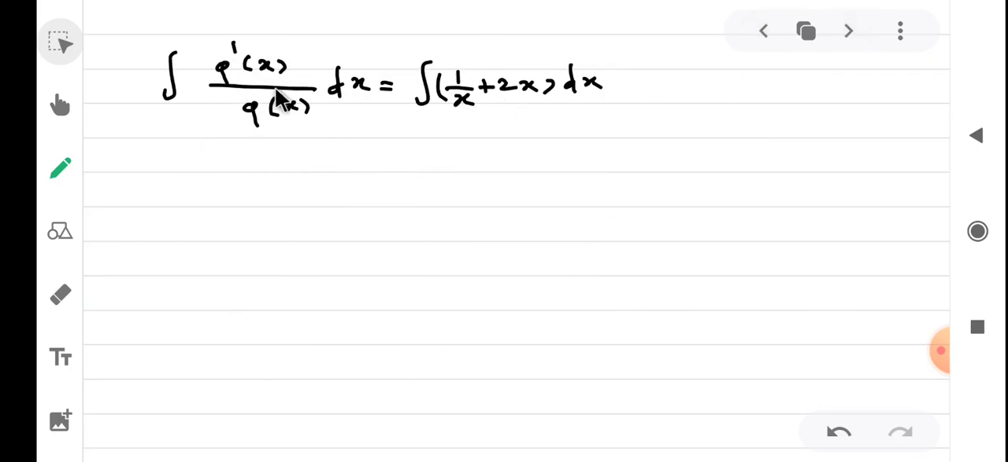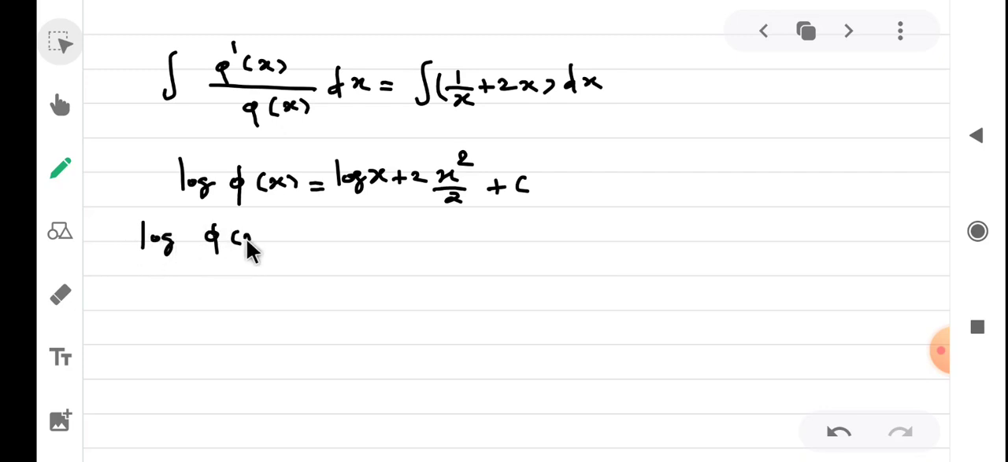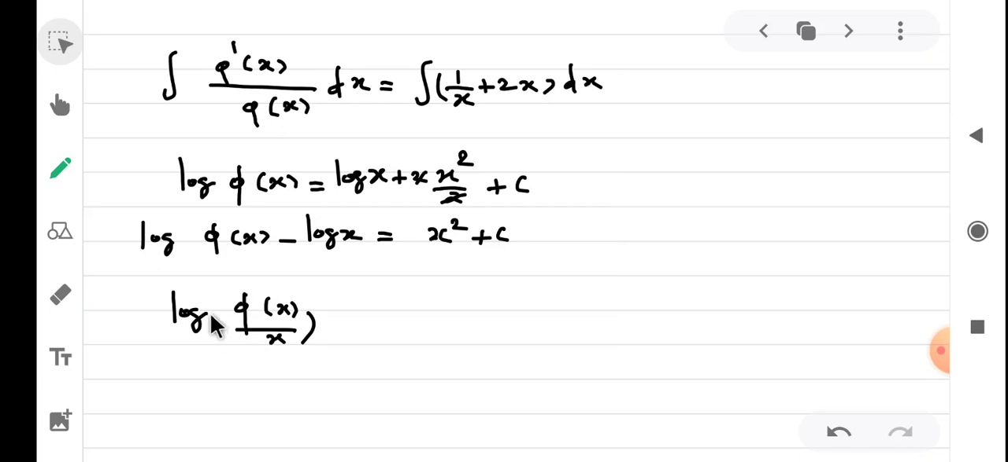So if I integrate this one, I will get log of phi of x, which is equal to, if I integrate 1 by x, I will get log of x. If I integrate 2x, I will get x square by 2, plus one constant c, I need to add, right. So it will become log of phi of x minus log x is equal to x square, this 2 will get cancelled, plus one constant c. It can be rewritten as log of phi of x divided by x is equal to x squared plus c.